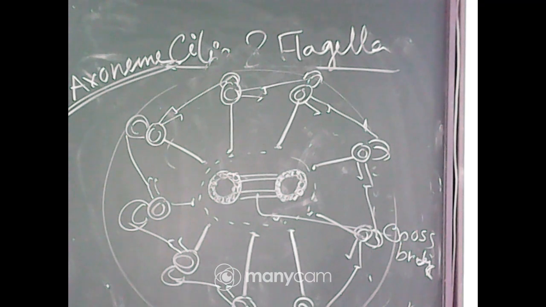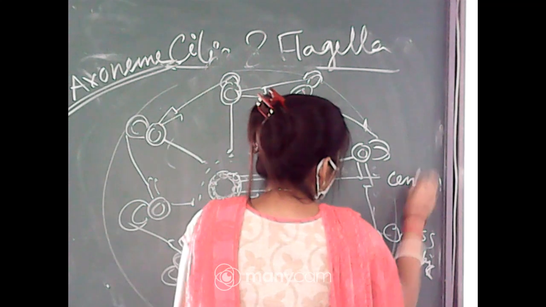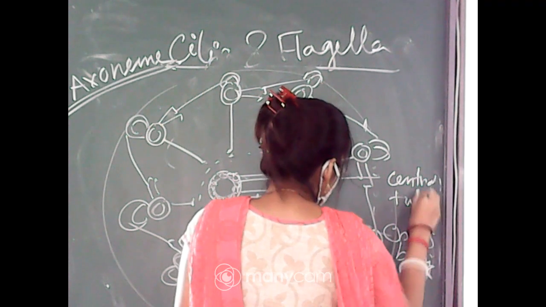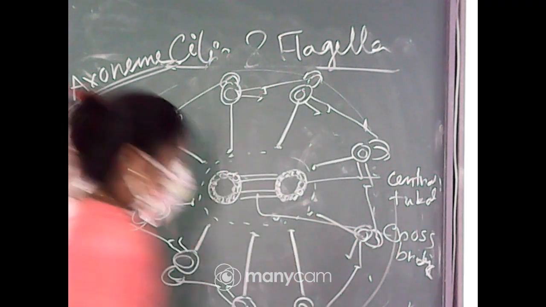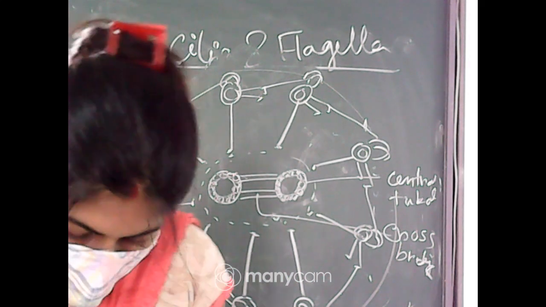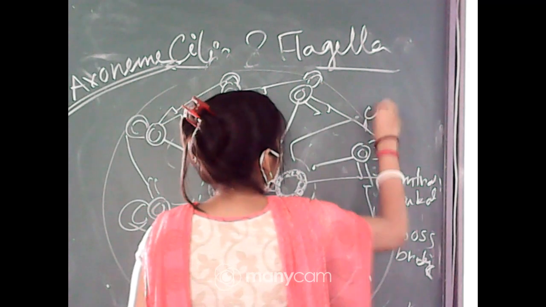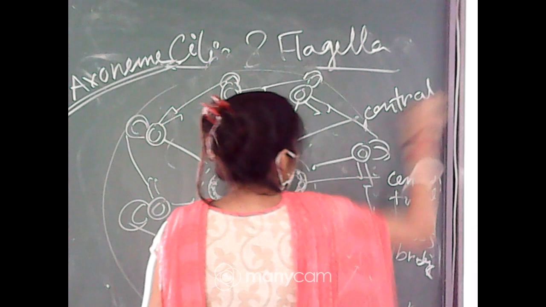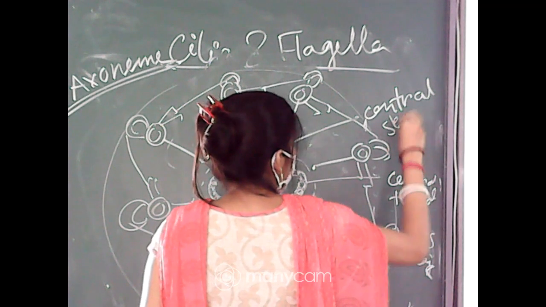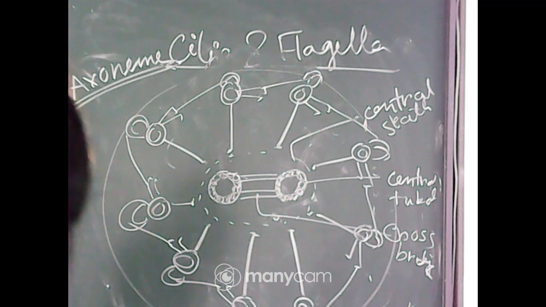Okay, so that is the ultrastructure of cilia and flagella. In the center portion you can see what is called the central tubule. The connection between those two central tubules is called the cross bridge, and around the central tubule there is a proteinaceous area which is called the central sheath.